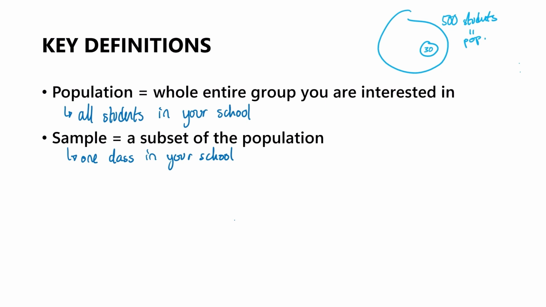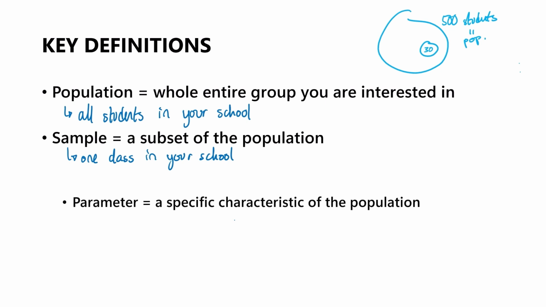Moving on to the next key definition, we have parameter. Now, parameter is a specific characteristic of the whole population. For example, it could be the average height of all the students in your school. So, parameter here is a specific characteristic of the whole 500 students in your school.